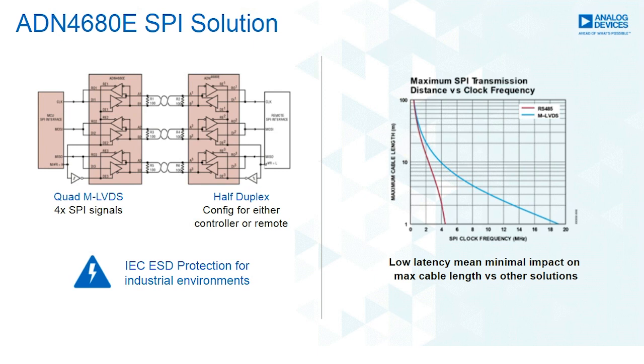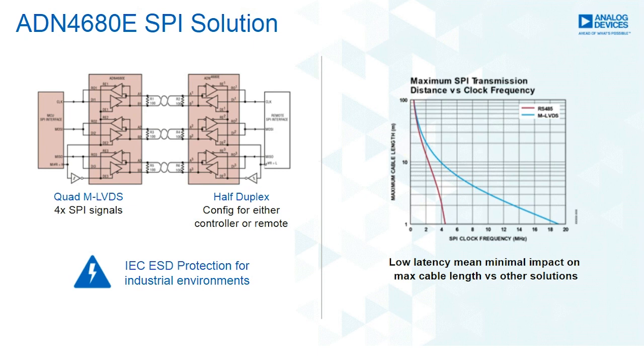So the circuit shown here on the top left is SPI over M-LVDS, with a little bit more technical detail showing how this is done using 2 ADN4680Es, one at each end of the SPI. So the way this is configured here, an I/O pin can select the transceiver to operate in either controller mode or peripheral mode. The IEC ESD protection of the transceiver is a nice feature when you're extending SPI over long range, where EMC and transients become a little bit more important.